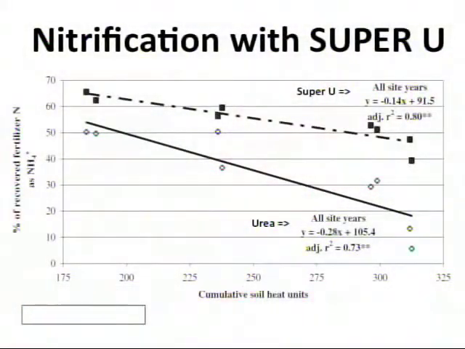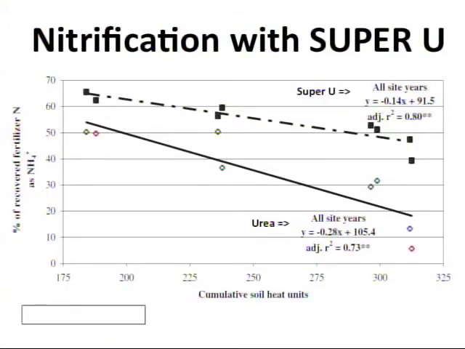If we go to the next slide then, this is actually some published data. This is not my data again. This is data that was published in the Agronomy Journal, which is one of the key scientific journals that we use in agronomy sciences. And so this has been a peer-reviewed publication. But what this shows on the y-axis is your percent of recovered fertilizer nitrogen as ammonium nitrogen.